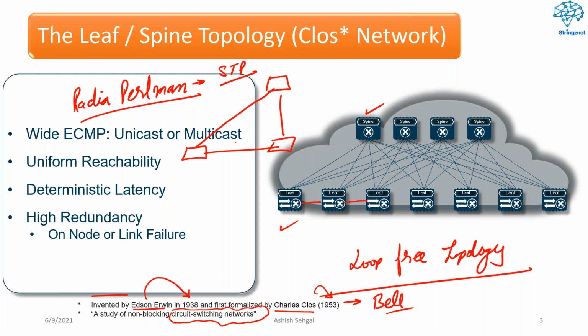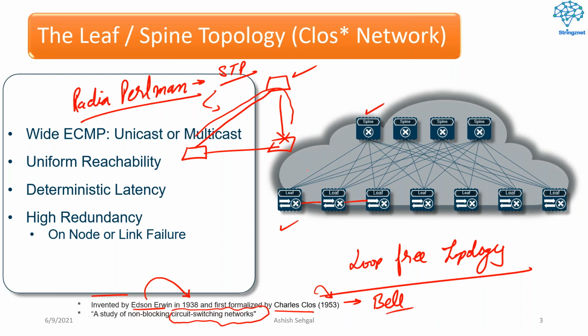Because the spanning tree protocol will simply get involved over here to make one particular switch a root bridge and to block the port in order to avoid layer 2 loops. But in VXLAN, by virtue of the topology, there is no chance to have any layer 2 loop.